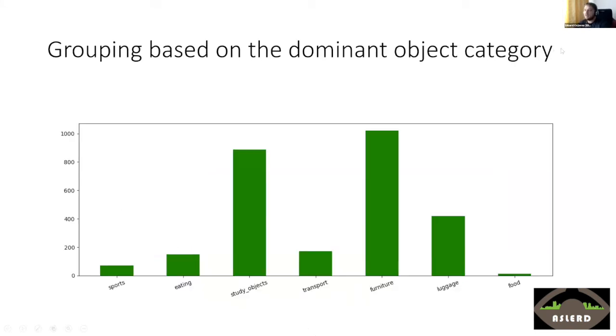Then we grouped the videos just based on the category of the dominant object. And we see that furniture is the top category, and it is to be expected since tables and chairs are everywhere in a school. Even in a sports event, there are lots of chairs and even tables. Then we have study objects, and then we have the other categories.